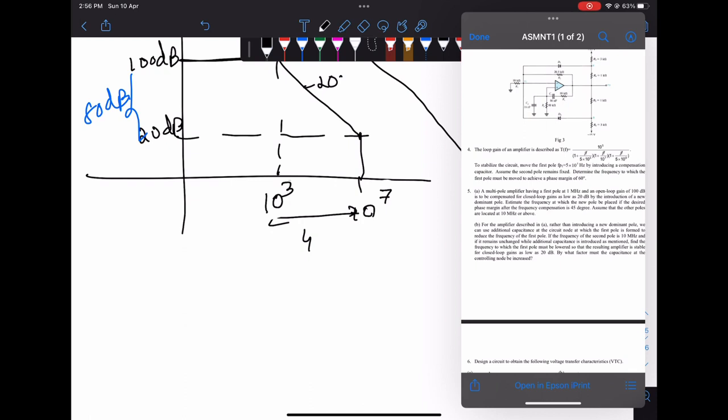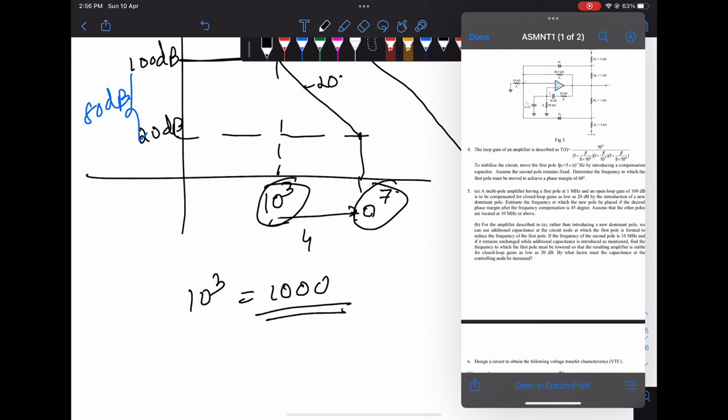They are asking us to do it without adding a pole, just by adjusting the capacitor. According to the Miller theory, for introducing a new dominant pole, we should decrease the frequency by 10 to the power 3. According to Miller theory, omega is inversely proportional to C. So for lowering the frequency 1000 times, we should increase the capacitance by a factor of 1000. That's the idea.